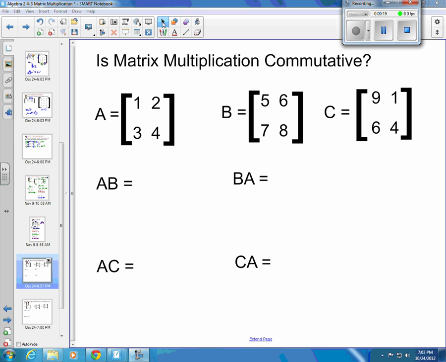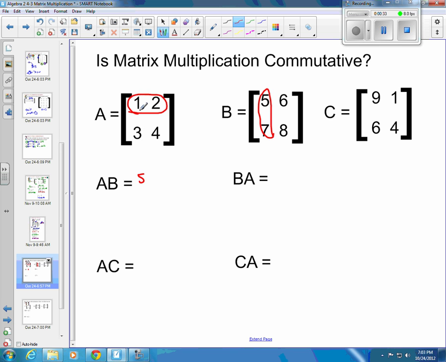Okay, so we take A times B. That means we're going to take, and let's grab some pens here, this row times this column, right? So that's going to be the 1 times the 5 is 5, and the 7 times the 2 is 14. We're going to add those together. And then we're going to take the 3 and the 4 times the 5 and the 7. So 3 times 5 is 15, and 4 times 7 is 28.